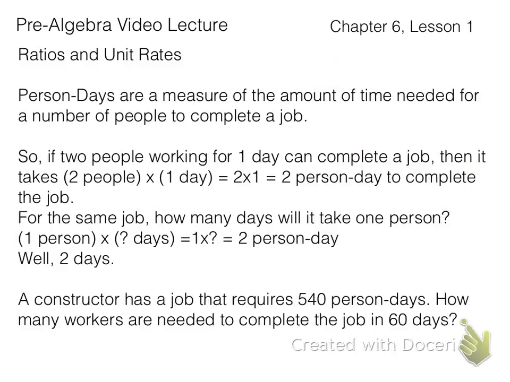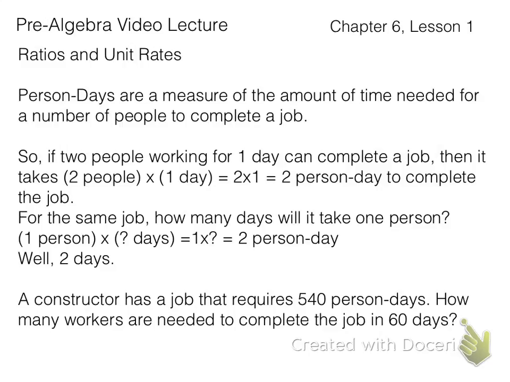All right. Last thing I need to talk about is what we call person days. And these will show up every once in a while on standardized tests. And it's something you need to understand. So person days are a measure of the amount of time needed for a number of people to complete a job. So if 2 people working for 1 day can complete a job, then it takes 2 people times 1 day, which is 2 person days, to complete the job.